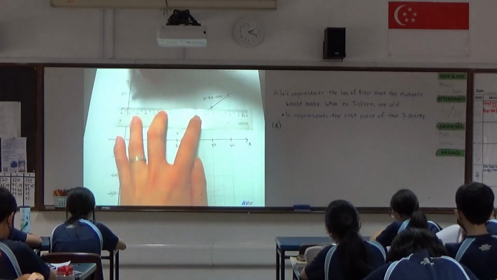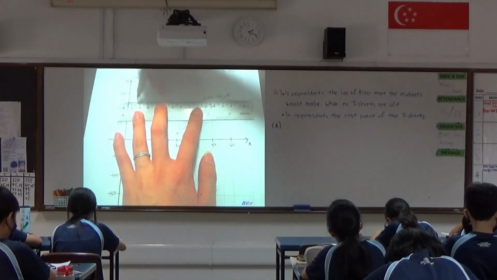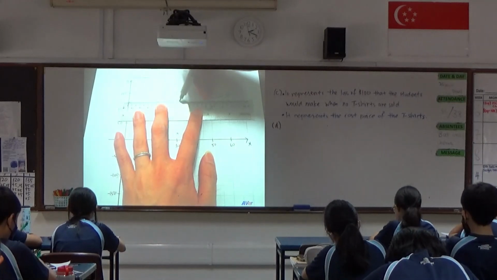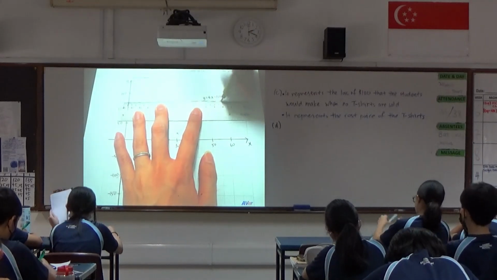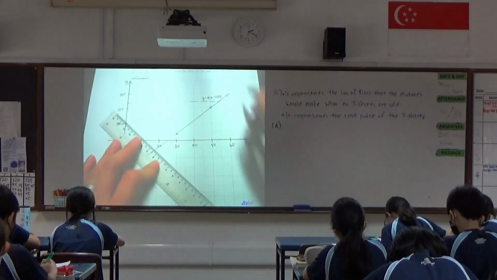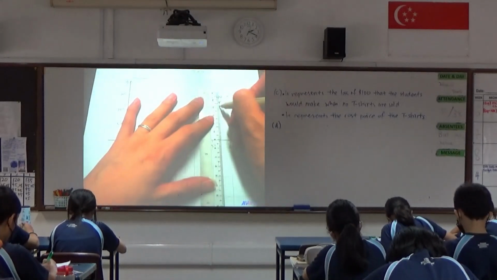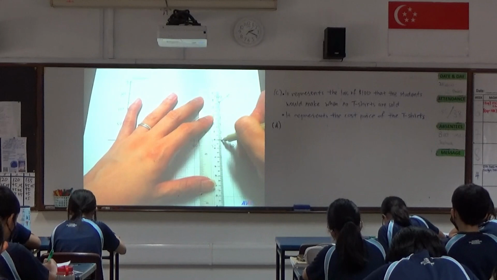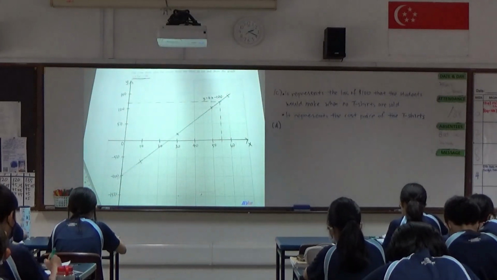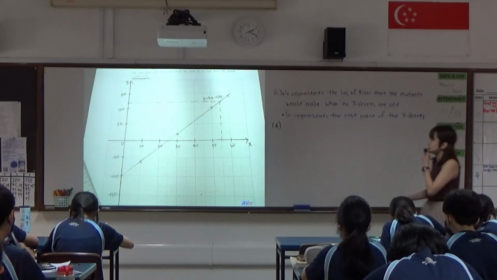Okay, you can use your ruler to guide yourself to see. I will use a dotted line to indicate it for you. Okay, and then you read down to the x-axis to find that the value is 55. So therefore, in part D, the answer is 55.